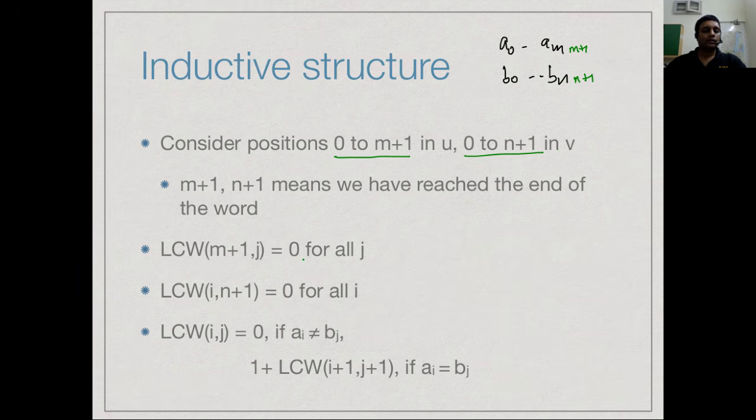So what we said is that if we have reached the end of the word in U, then no matter where we are in V, there is no common subword. So the length of the common subword is 0. Likewise, if we have reached the end of the word in V, wherever we are in U, there is no common subword, length is 0. And if we are not in these two cases, we are not at the end of the word, then we check whether AI is equal to BJ. If AI is not equal to BJ, we declare, as we saw earlier, that the longest common subword has length 0. Otherwise, we inductively compute the value from the next position in both the words and add 1 to it, because we can extend that word by 1 because AI is equal to BJ.